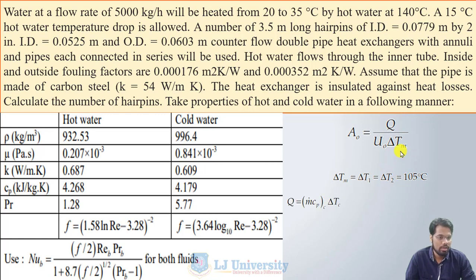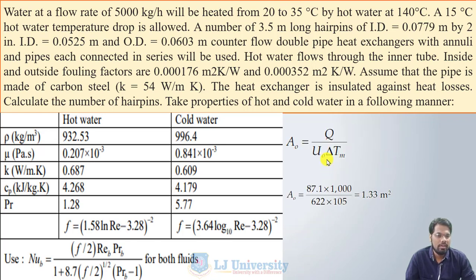Now Q would be m Cp ΔT for the cold fluid. We know the mass flow rate of the cold fluid is 1.389, the specific heat is 4.179, and the temperature difference for the cold fluid is 35 minus 20, so 15. So Q would be 87.1 kilowatt. Putting all the values in this equation, we get the area as 1.33 meter square. So the area required is 1.33 meter square.